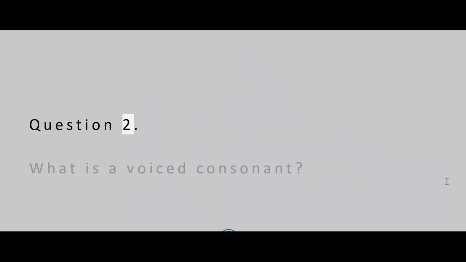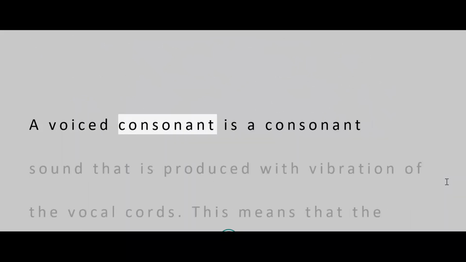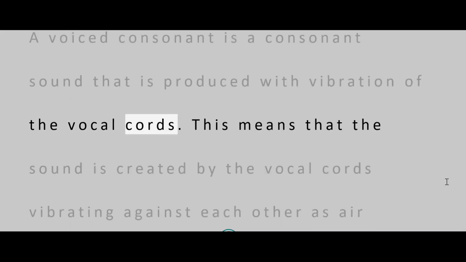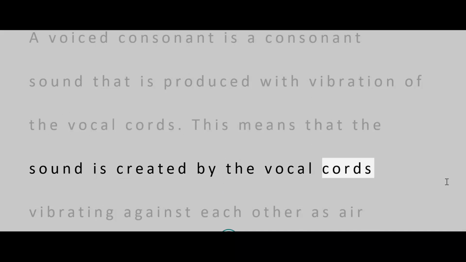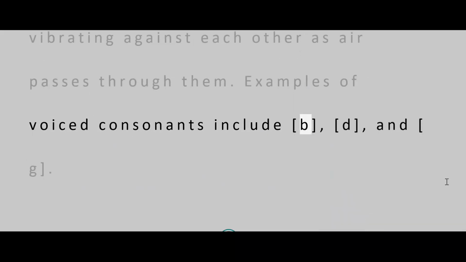Question 2. What is a voiced consonant? A voiced consonant is a consonant sound that is produced with vibration of the vocal cords. This means that the sound is created by the vocal cords vibrating against each other as air passes through them. Examples of voiced consonants include B, D, and G.